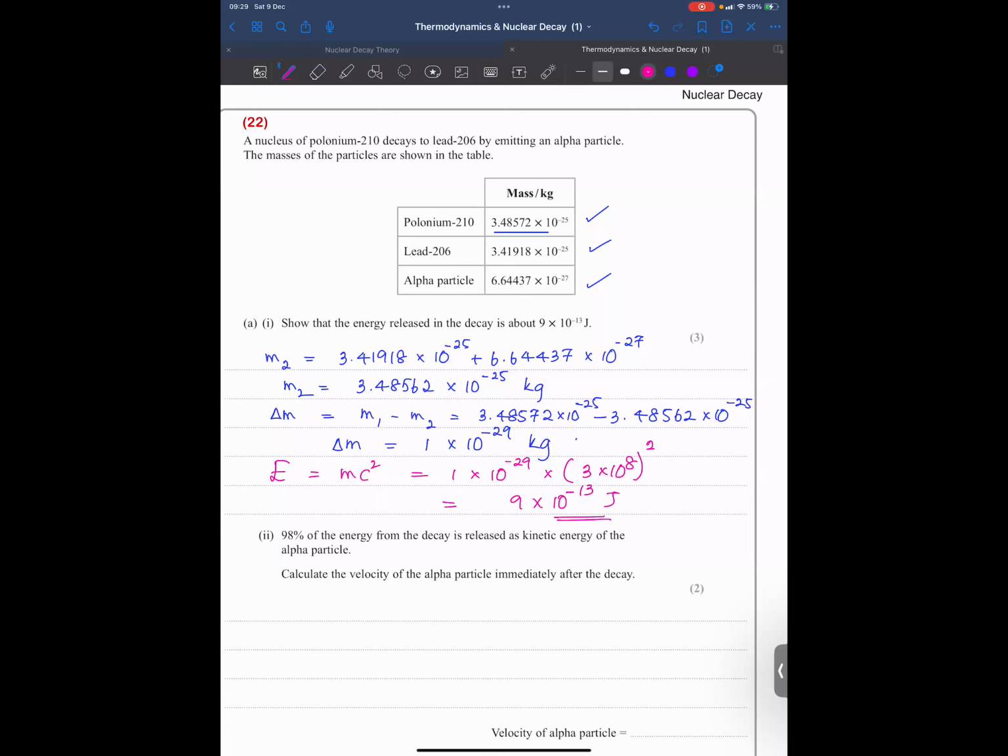Sorry? Almost the same thing. So you're getting 9.6 into 10 to the power minus 30. I'm taking 10 into 10 to the power minus 30.